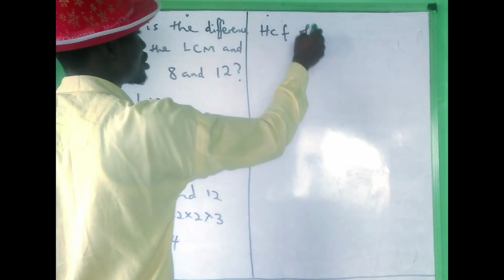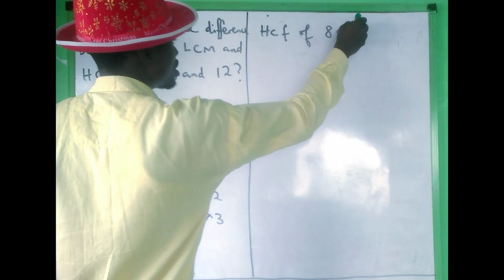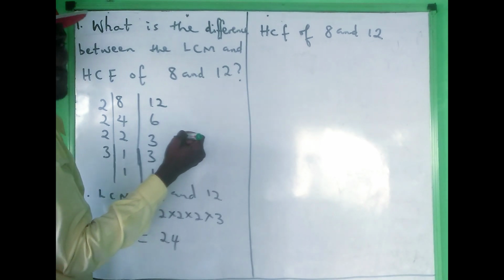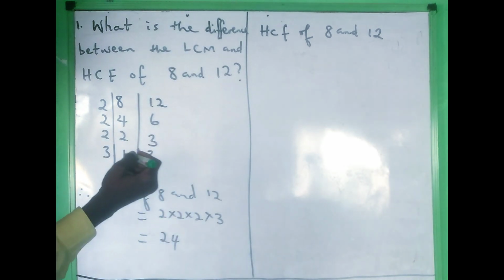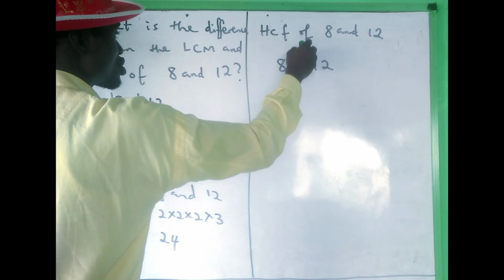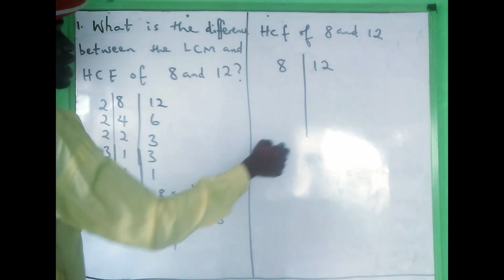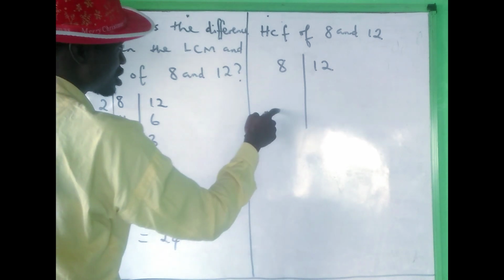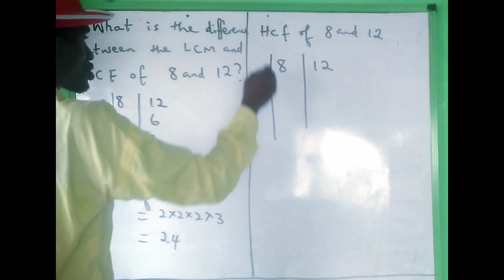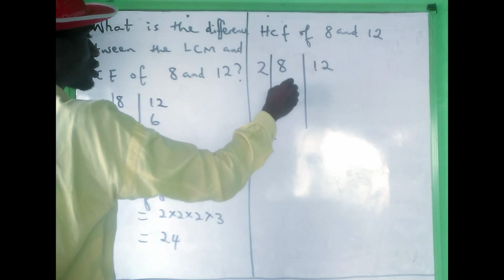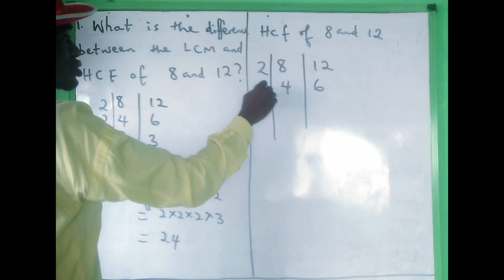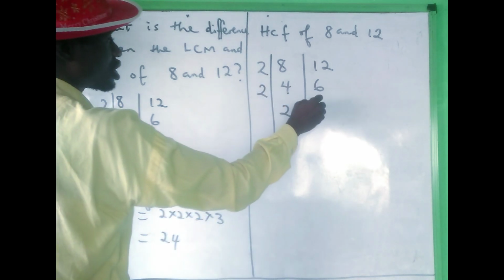HCF of 8 and 12. To derive the HCF of 8 and 12, I write 8 here, I write 12. When I look for a number that can go, and it gets to a particular place where on both sides nothing can go, I will stop there. So here I have 2, I have 4, I have 6, something can still go, right? So I have 2, I have 2 here, then here I have 3.